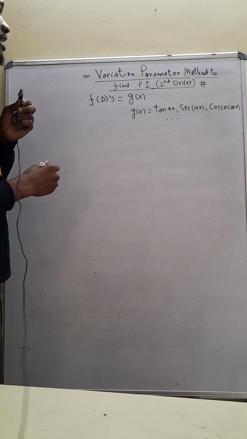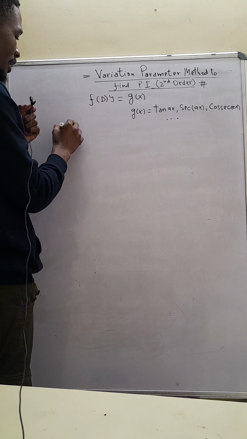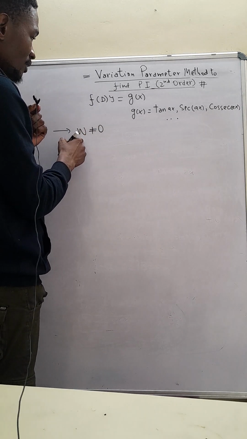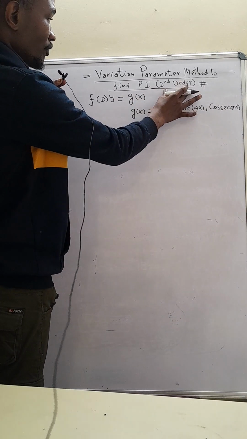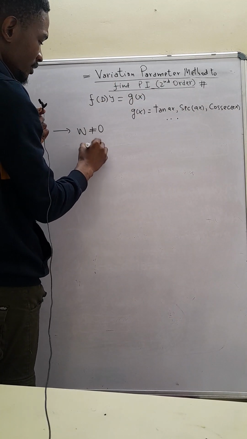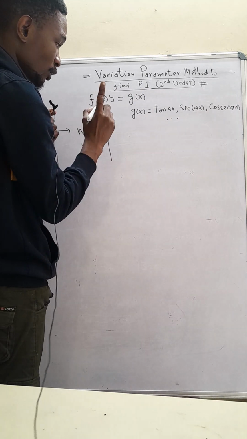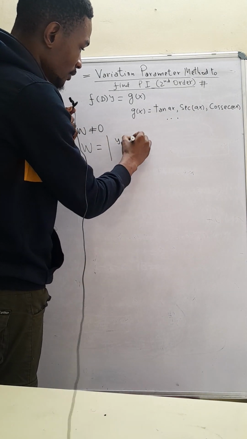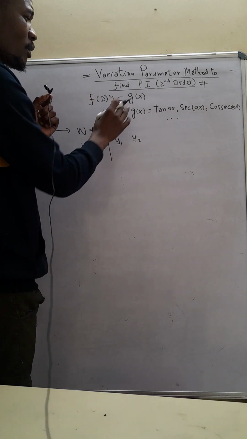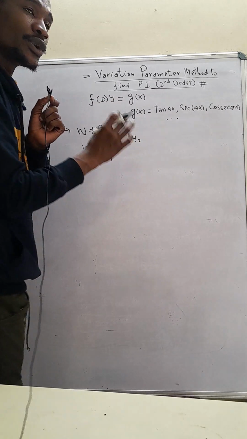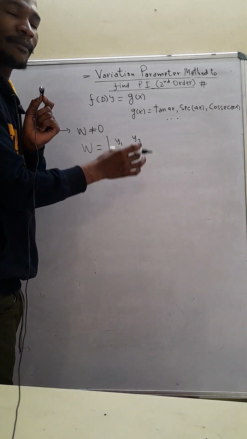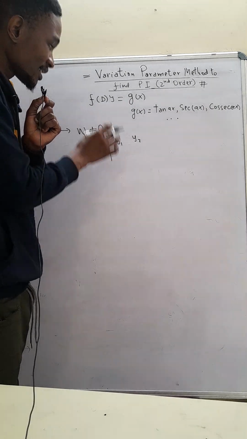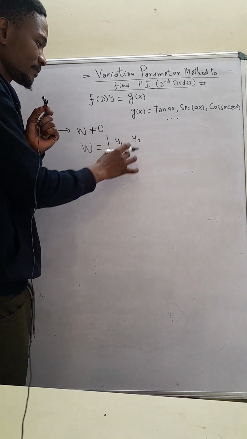Okay, so what is this then? This method is only applied whenever your Wronskian is not 0. So what is the Wronskian then? Here I'm solving for second order. The Wronskian is given from the solution of your YC, the first solution and the second solution. After solving YC, put the first solution and the second solution. Do not consider the constants in the solution, just consider the function of x.